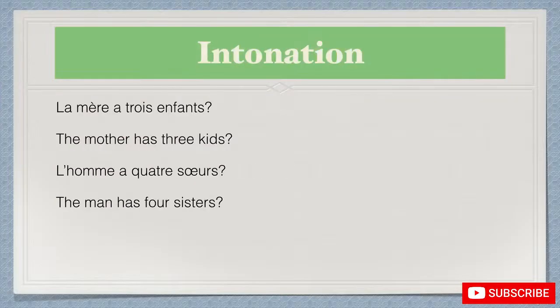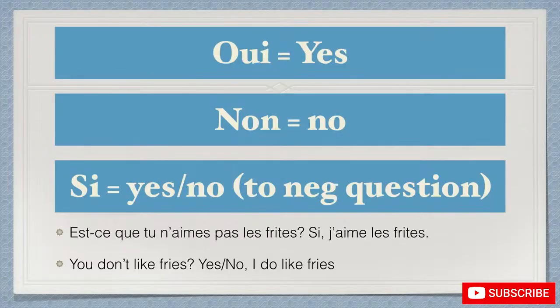And then finally, we have intonation, just like we do in English. So for example, la mère a 3 enfants. The mother has 3 kids. So you raise your voice at the end to show that it's a question. So l'homme a 4 sœurs. The man has 4 sisters. So those are the 4 different ways to make yes or no questions. So we'll talk about now how to answer those questions.